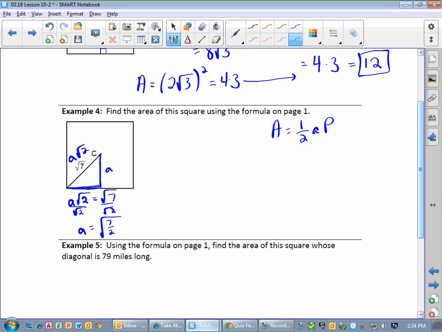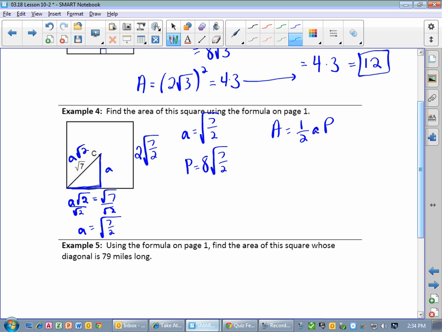I'm going to leave it in exact form, because I want to do this without the calculator. My goal today is to do this without the calculator, for the most part. So I've got my hypotenuse. So then how long is my side length? 2 A's, right? So 2 square roots of 7 over 2. Okay, so let's see. We've got hypotenuse, square root of 7 over 2. We need the perimeter. Well, the perimeter will be 4 of these guys. So we'll have 8 square roots of 7 over 2.